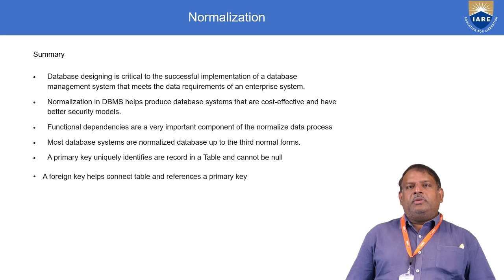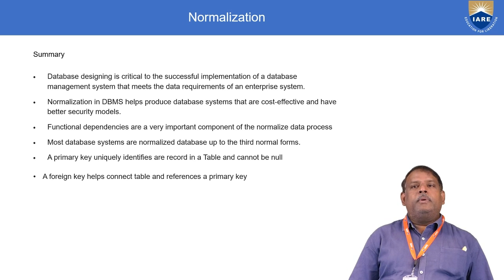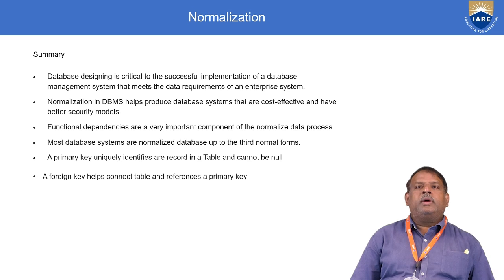Summary. The database design is critical to successful implementation of a database management system that meets the data requirements of an enterprise system. Normalization in DBMS helps produce data systems that are cost effective and have better security models. Functional dependencies are a very important component of the normalization process. Most database systems are normalized up to third normal form. A primary key uniquely identifies a record in a database table and cannot be null. A foreign key helps to connect tables and references the primary key.